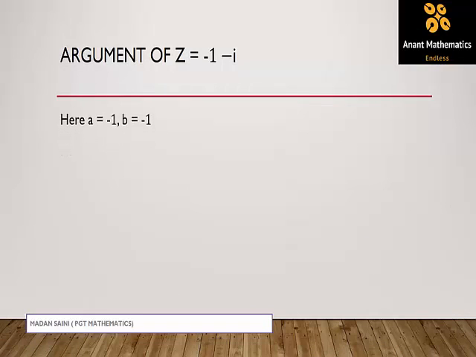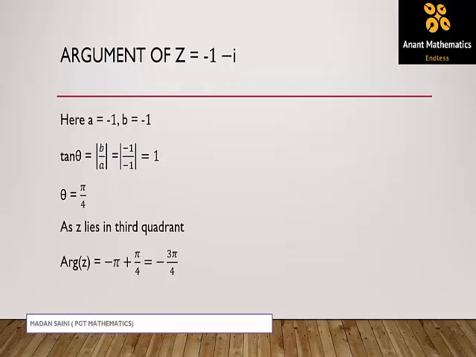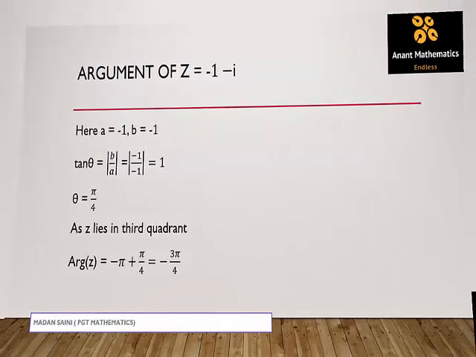The next complex number we have minus 1 minus iota. The value of a is minus 1, b is minus 1. Tan theta is 1 only. So the value of theta will be pi by 4. But the complex number lies in the third quadrant as a and b both are negative. Therefore, the argument of z will be minus pi plus theta. Simplifying, you will get minus 3 pi by 4 as the argument of the given complex number.